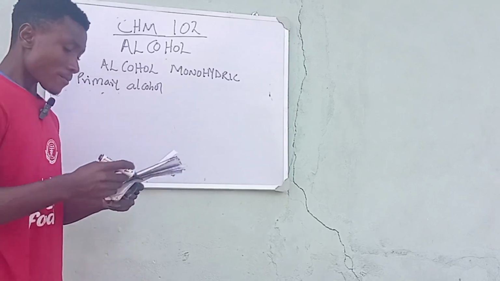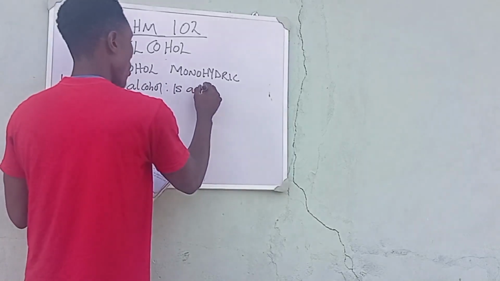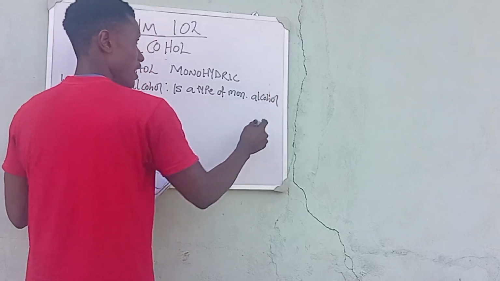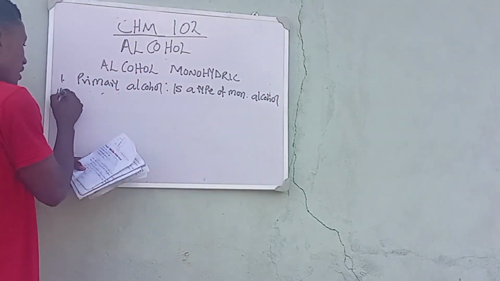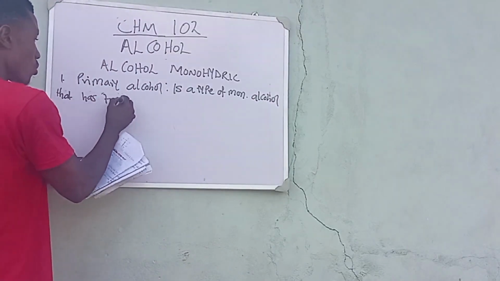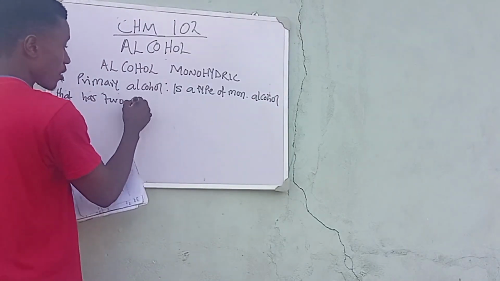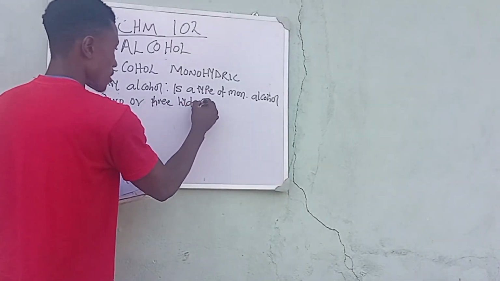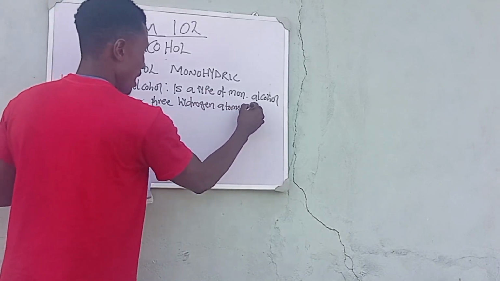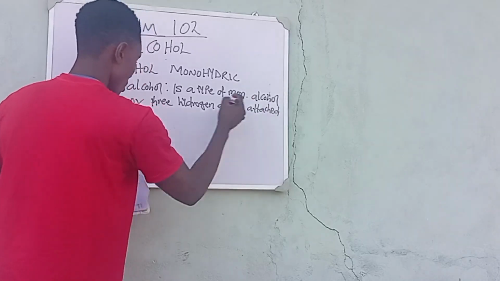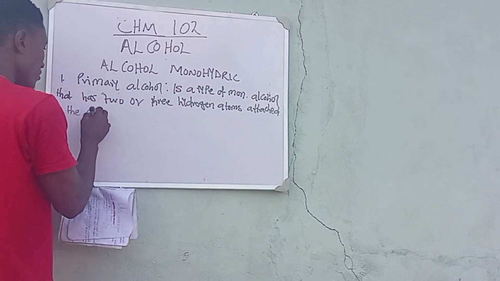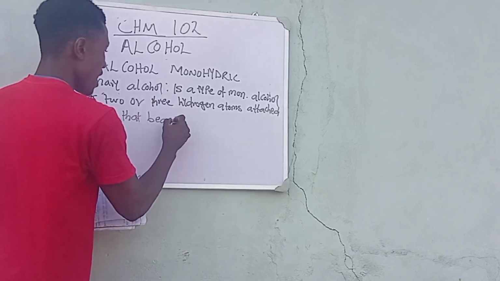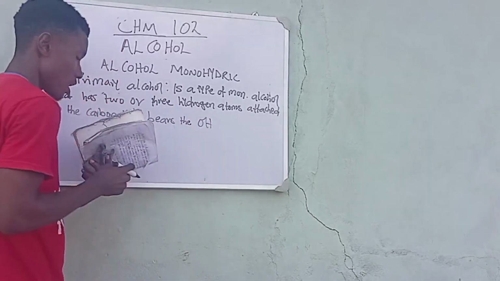So let me write this for you. What is a primary alcohol? It's a type of monohydric alcohol that has 2 or 3 hydrogen atoms attached to the carbon that bears the OH functional group.